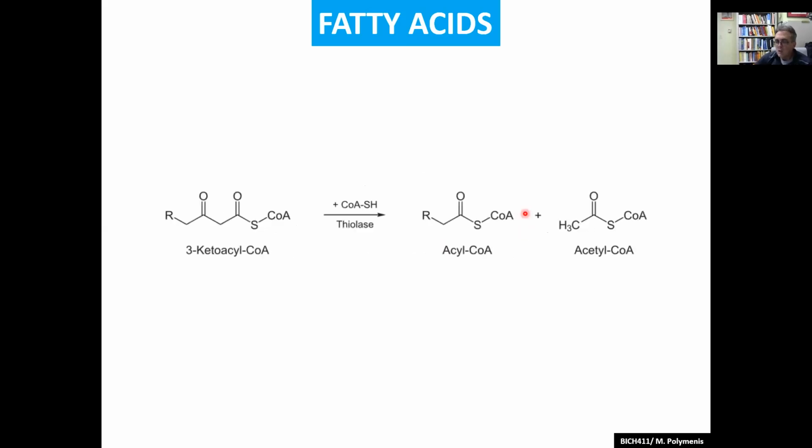And finally, now we can break this bond, between the alpha and beta carbon, at this position. And the enzyme that does this is thiolase. Another CoA comes in. So what you're going to get is the acetyl CoA from the very end, the last two carbons. So we're going to break here. So these two carbons will be released as acetyl CoA, and another coenzyme A will come in and make the new acyl CoA, which will be 2 carbons shorter.